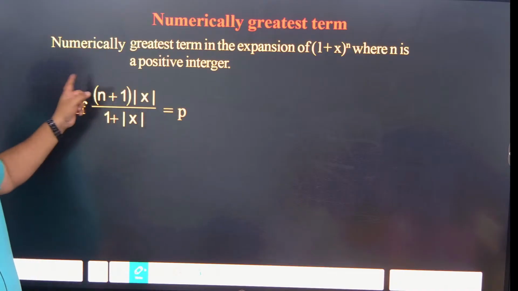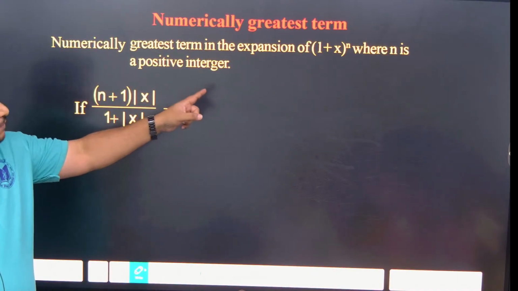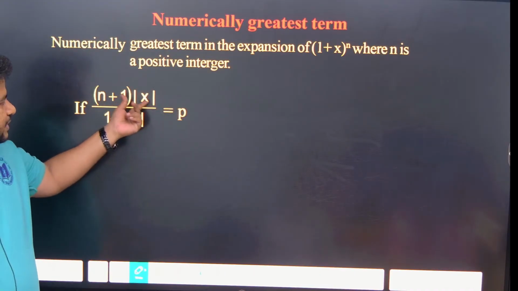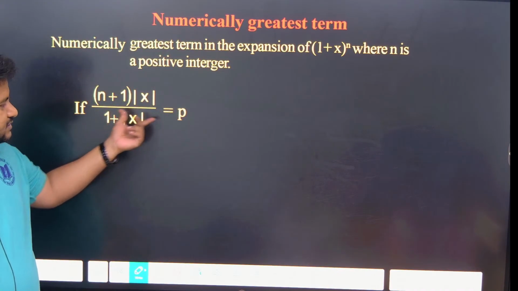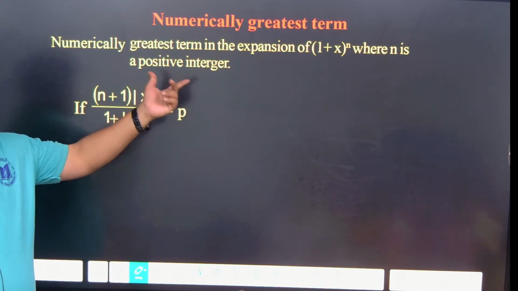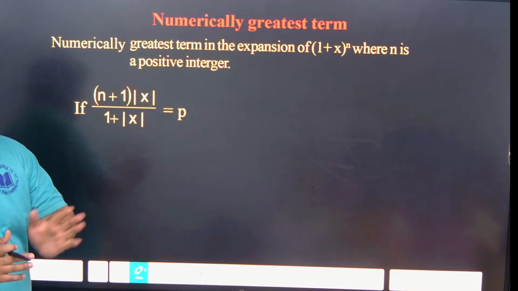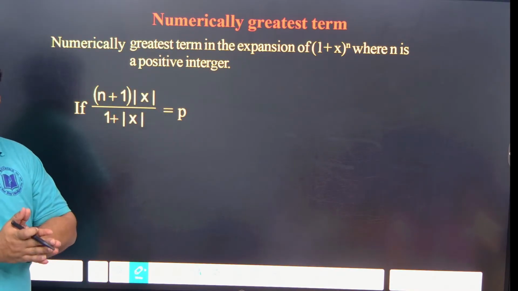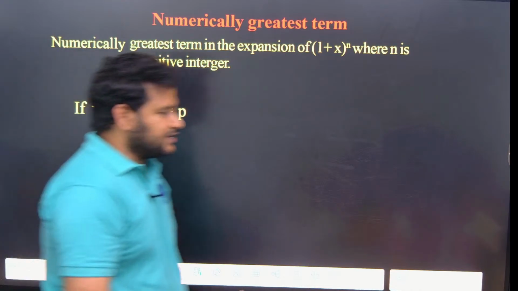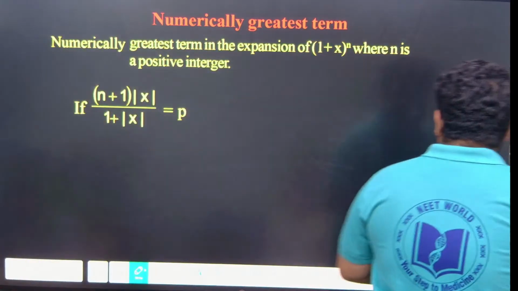Now when we talk about the numerically greatest term in the expansion (1 plus x) to the power of n, where n is a positive integer, it is given by (n plus 1) into mod x by (1 plus mod x), which we will take as p. But whatever question you get will never be in the form of (1 plus x) to the power of n. That means you have to modify the question to bring it to the form (1 plus x) to the power of n. So let us take an example.